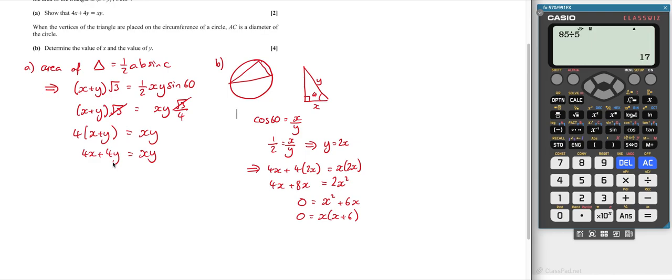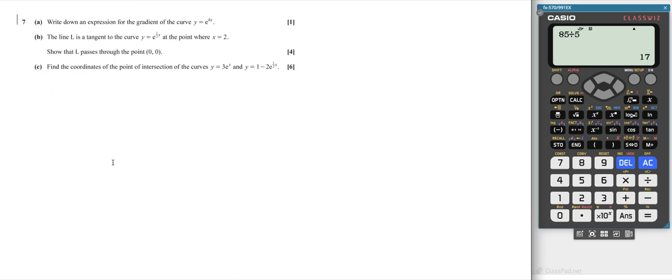Whoops, that would be x minus 6, because it was positive x, brought across the other side, so that's negative. That makes more sense. I couldn't have my length be negative 6. So therefore x equals 0 or x equals 6. Well, x can't be 0, that doesn't make any sense, so that can go. So if x is 6, y is 12.